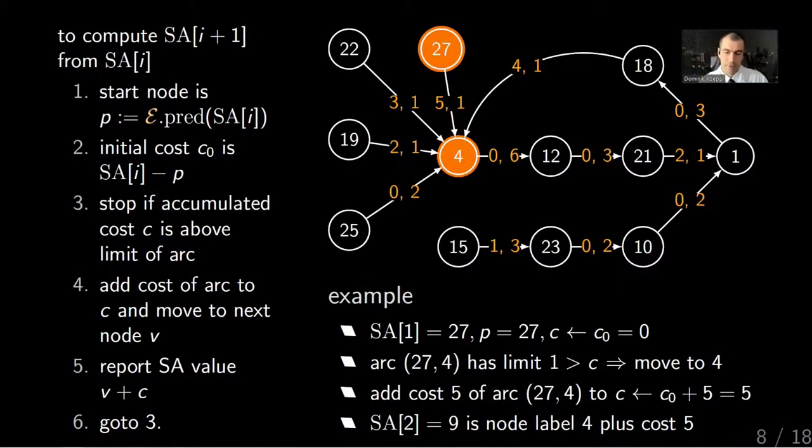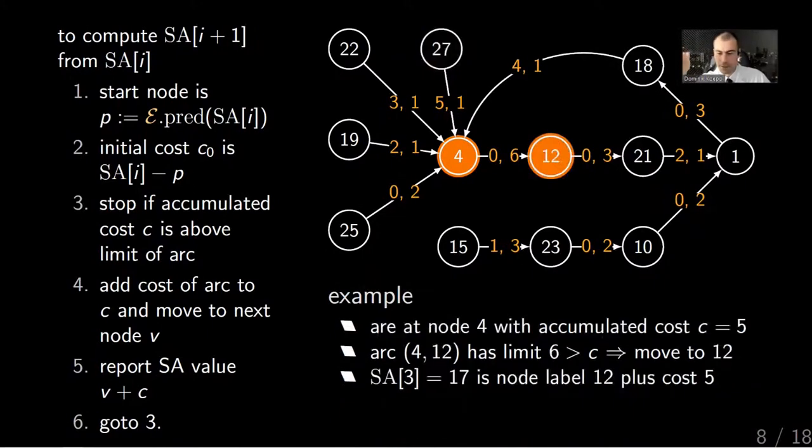And what we do is an arc traversal. The arcs are always unique because each node has just one outgoing arc, and that we take. And we look at the arc and query for its limit, which is here 1, and this limit is larger than our cost, which is 0. So we move along this arc to the node 4 and collect its cost, which is 5. And we add this cost to our accumulated costs, and we can already report the next suffix array value, which is the label 4, the label of the node, plus our cost 5.